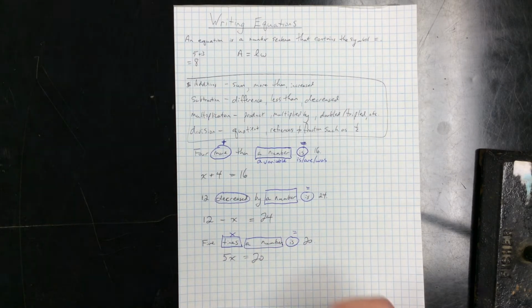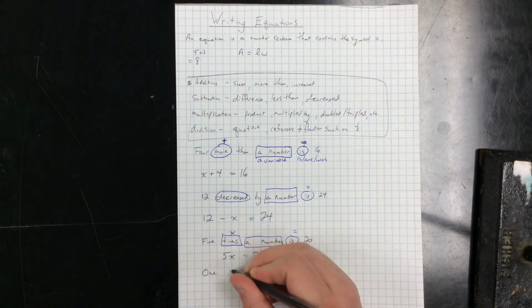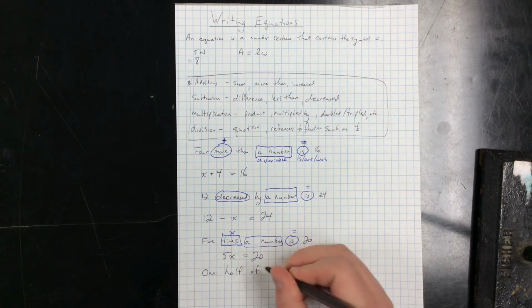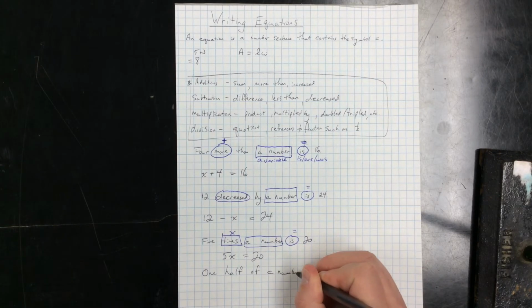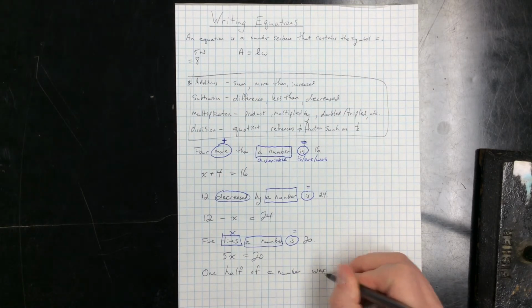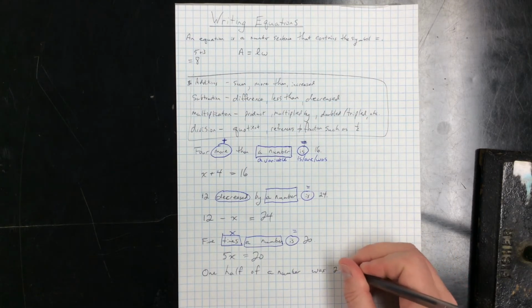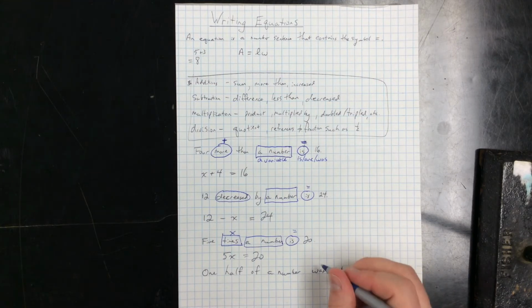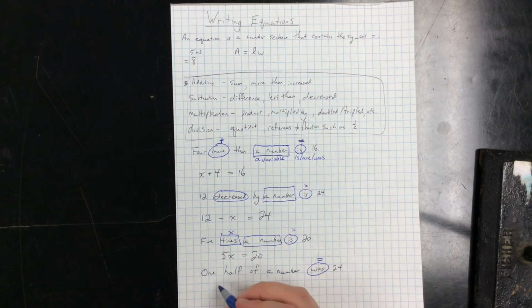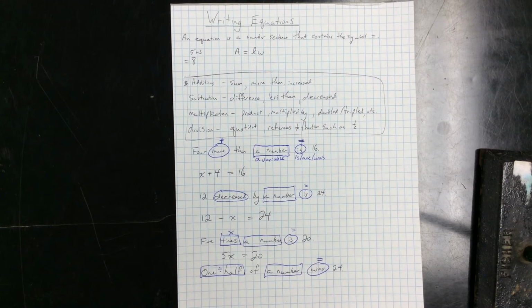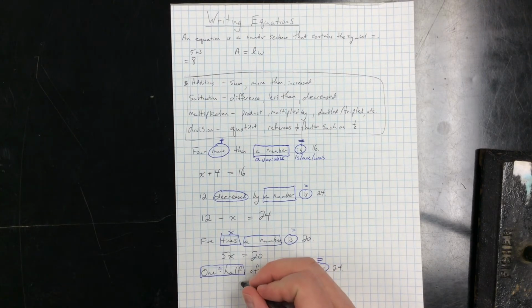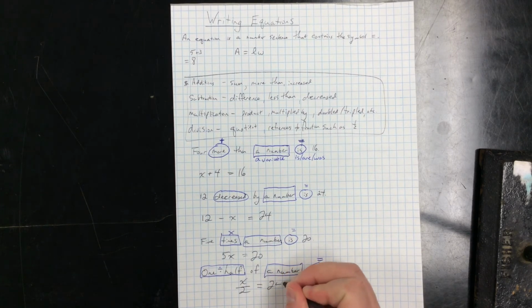We might also see 1/2 of a number. I'll go with was this time. Was 24. So was, I see that as my equal sign. 1/2 is a fraction reference, so that's going to be talking about division, and a number is my variable. So 1/2 of a number was 24. So I have a number, and I have half of it, divided by 2 equals 24.